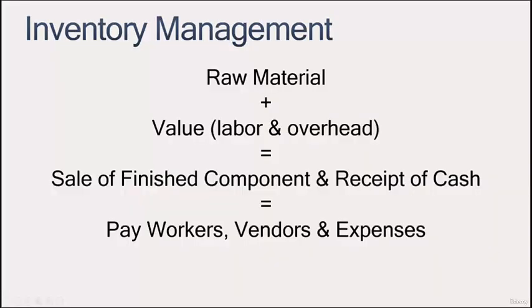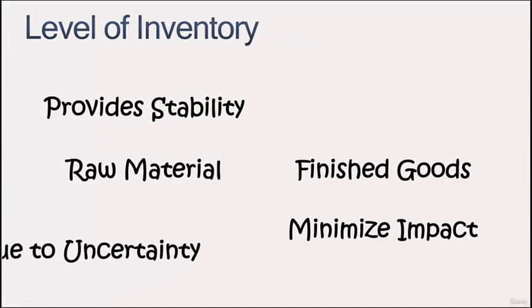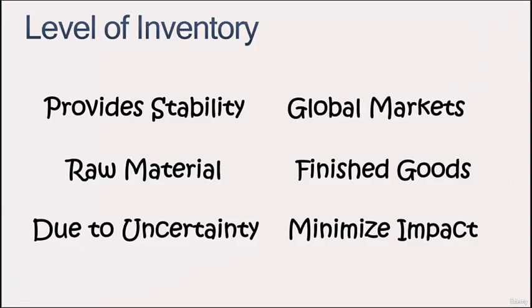When you manage your inventory, you're managing cash flow. When raw material is received into inventory, it becomes an asset. When it goes into production as work in process, its value increases by the labor and overhead that goes into it. The component doesn't generate revenue until it's sold. This can become a financial problem if a business doesn't have sufficient sales and cash flow to pay its workers, vendors, and other expenses. A level of inventory will always be required, whether it be raw material inventory or finished goods inventory on the shelf not yet sold to a customer.